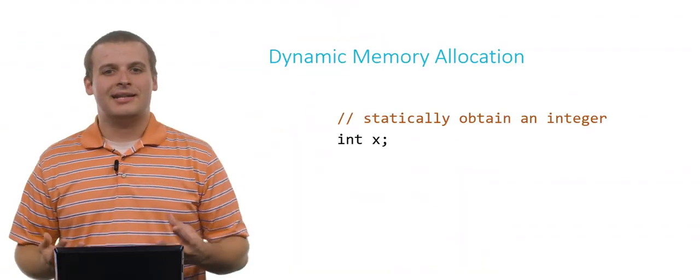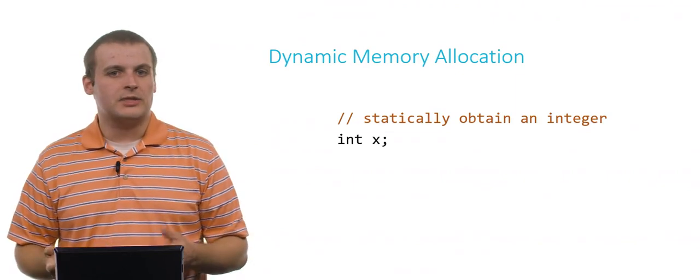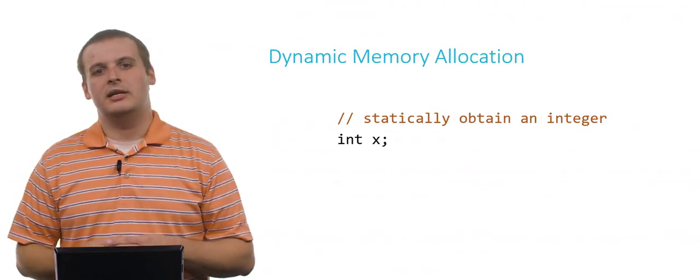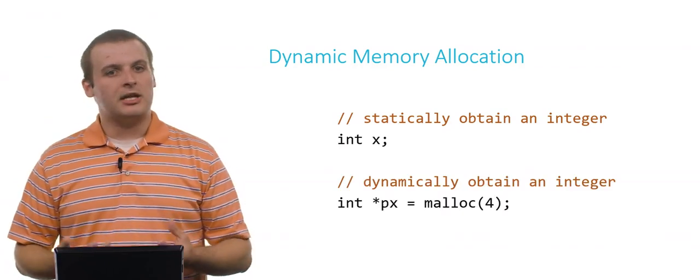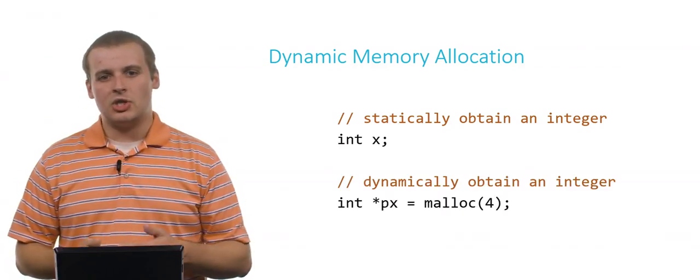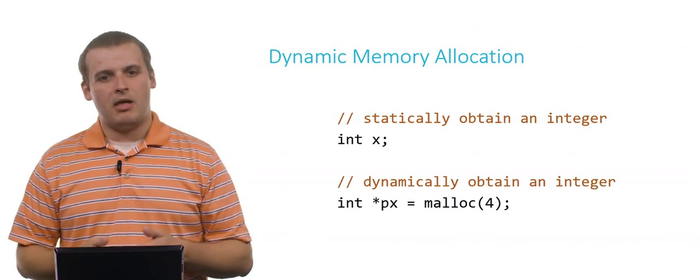So how do we statically obtain an integer? Int x. We've probably done that a bunch of times, right? This creates a variable called x that lives on the stack. How do we dynamically obtain an integer? Int star px equals malloc 4.